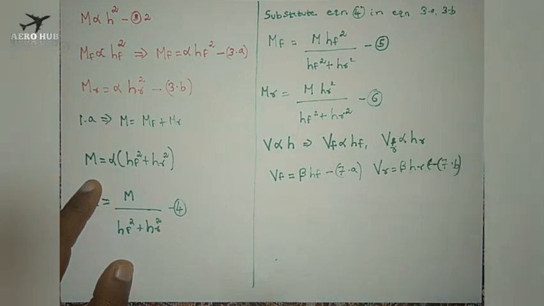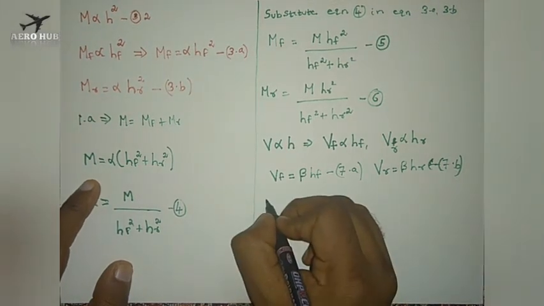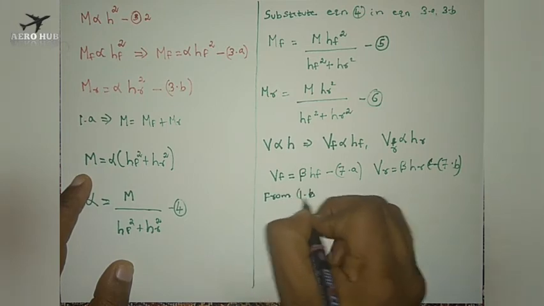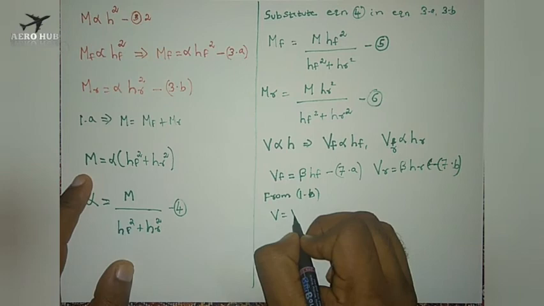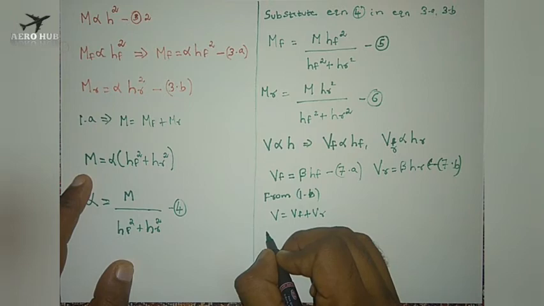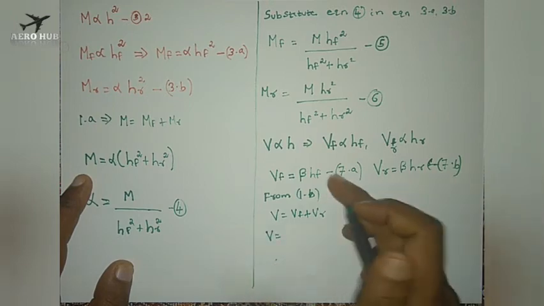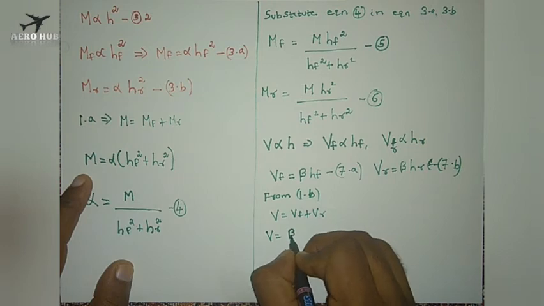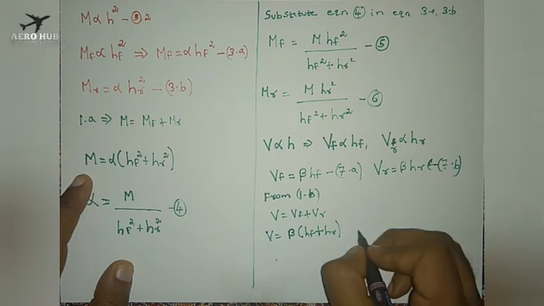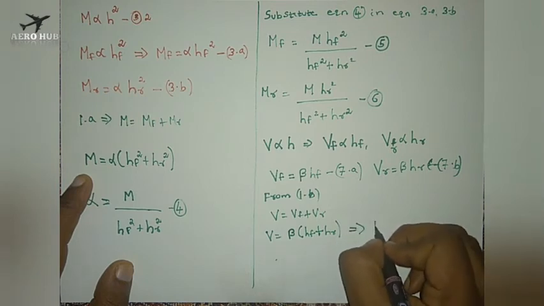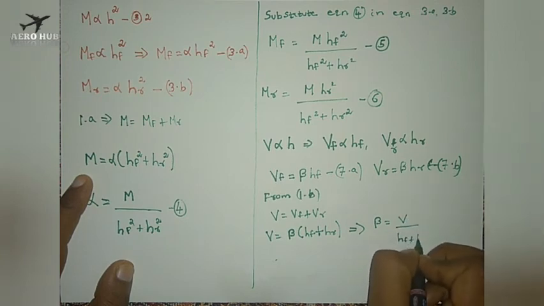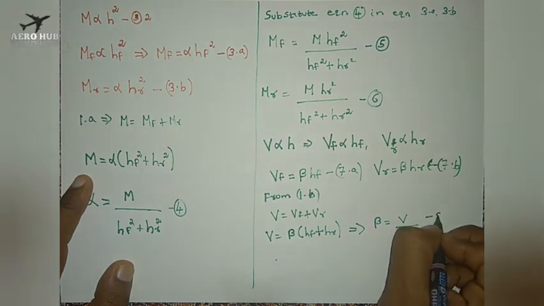Now we have equation 1B. From equation 1B, V is equal to VF plus VR. So I can write V is equal to beta into HF plus beta into HR. Taking the constant beta outside, it is beta into HF plus HR. From this I can get the value of beta. So beta is equal to V divided by HF plus HR. This is equation number 8.